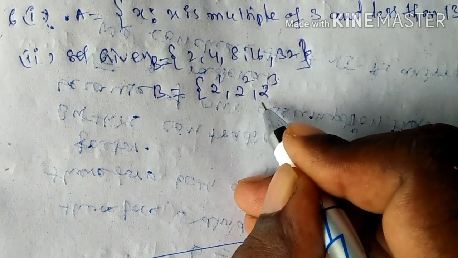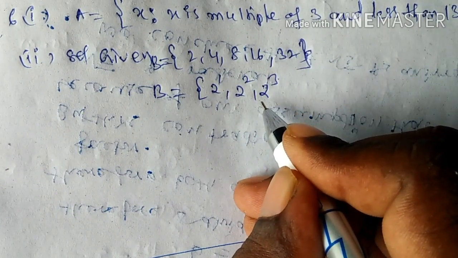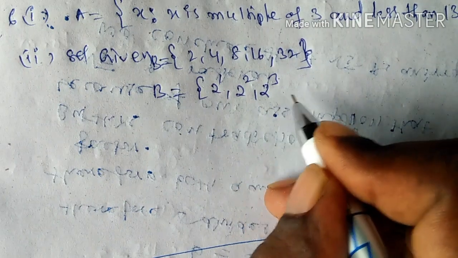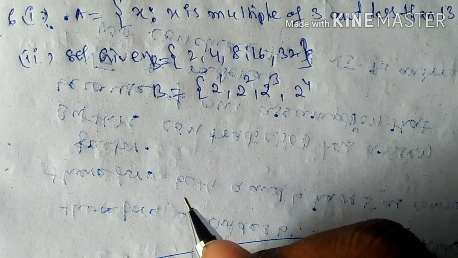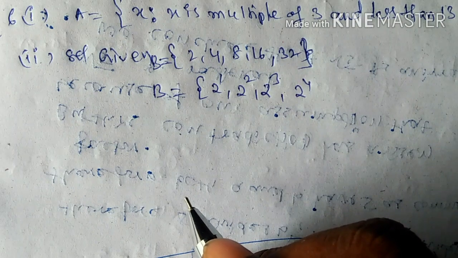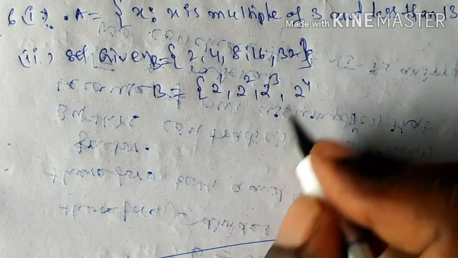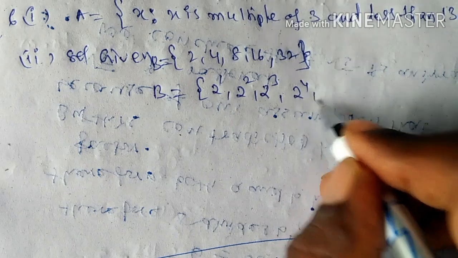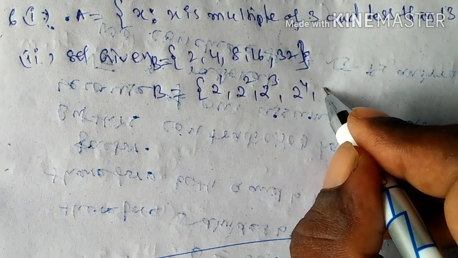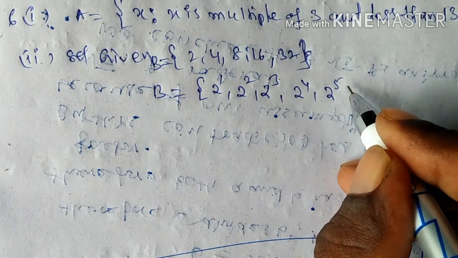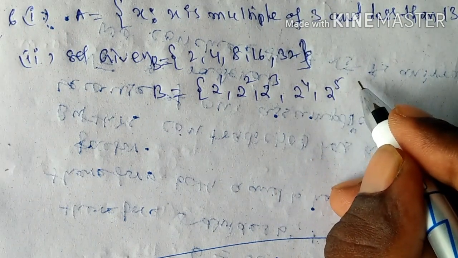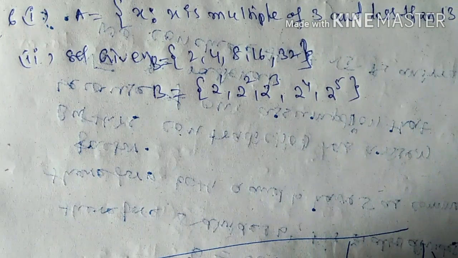2 cube. 2 cube means 2 into 2 into 2. 2 2s are 4, 4 2s are 8. Next 2 to the power of 4. So 2 into 2 into 2, 2 2s are 4, 4 2s are 8, 8 2s are 16. It is 2 to the power of 5. 16 2s are 32. Isn't it? So we can write like this.